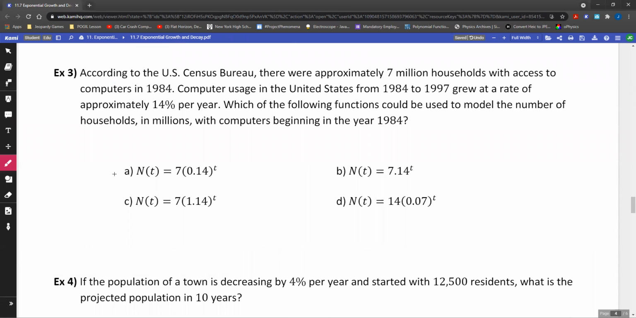Okay. Moving down. So here's a multiple choice question. So we're going to actually just see which one makes the most sense. So they tell us that in 1984, we started off with 7 million households with computers. So our initial value is 7 million. The rate goes from 1984 to 1997. They said that that's 14%. And it says that it's growing. So it should look like this.